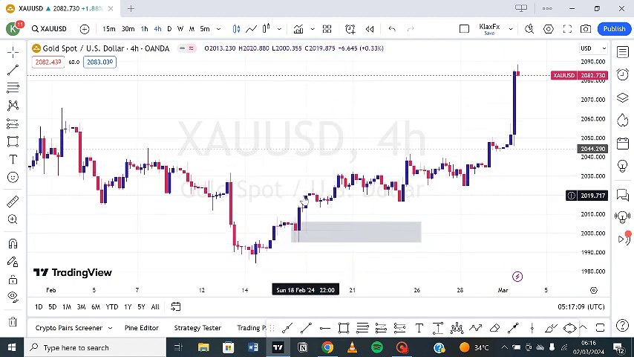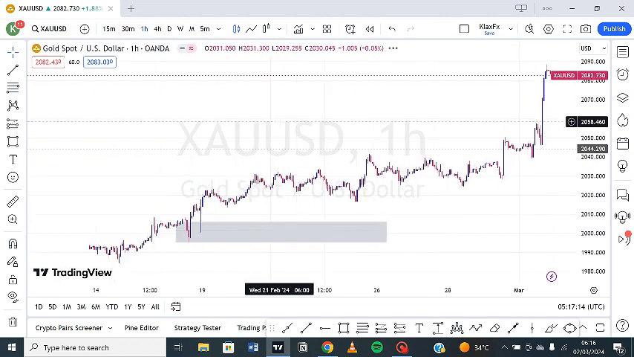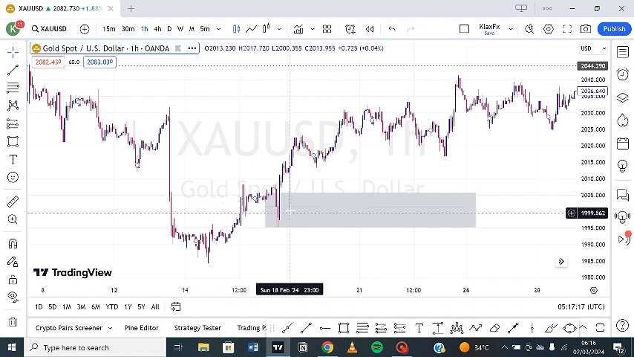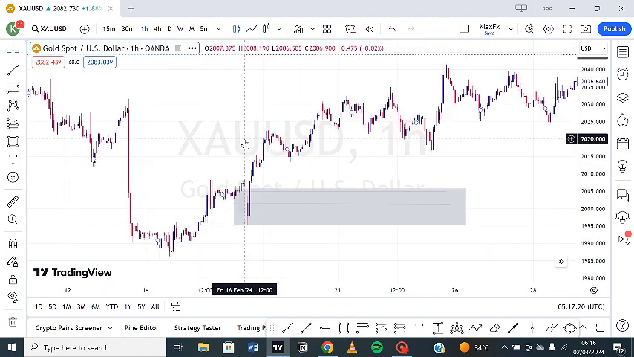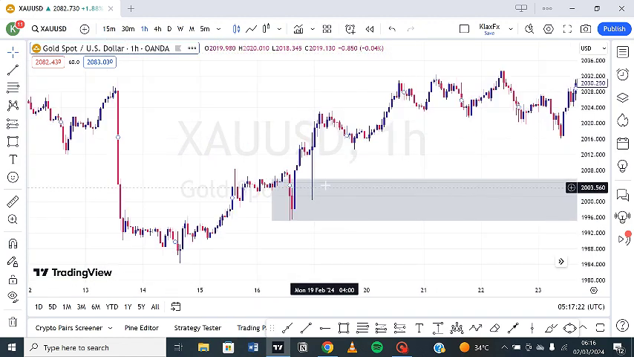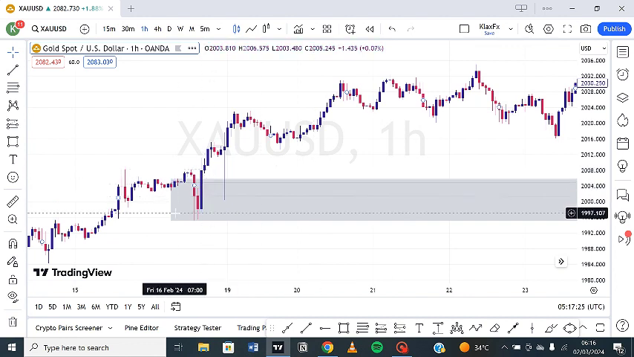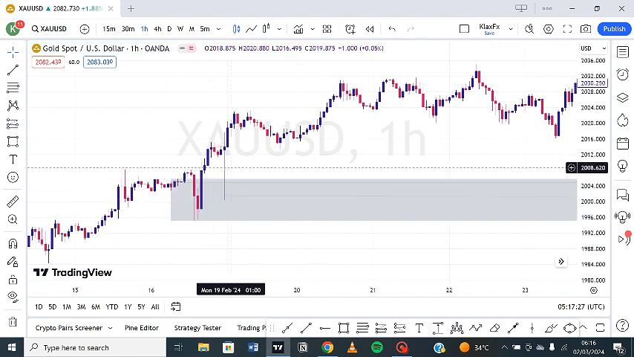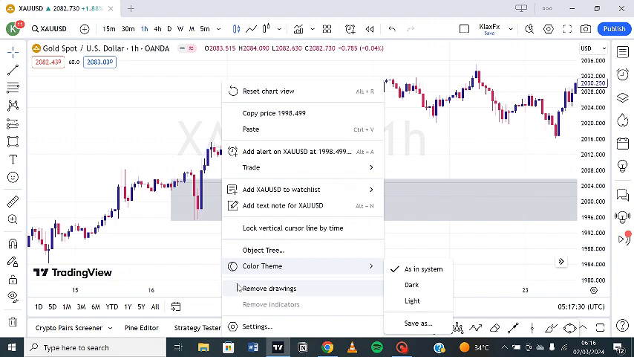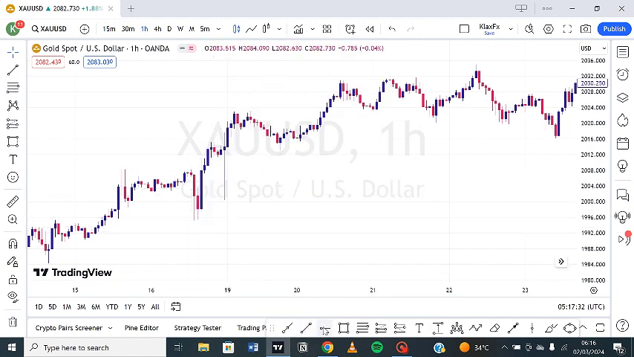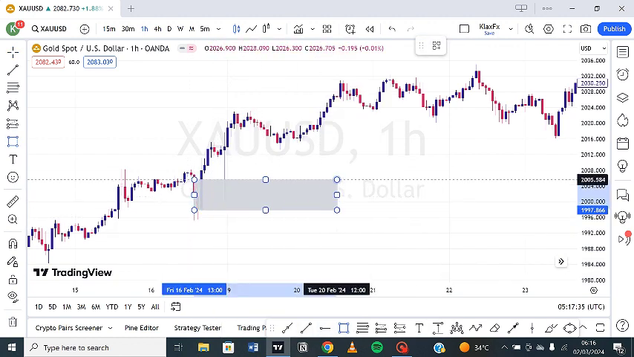See how the market taps into that point. Let me go to the 1 hour time frame. So the market taps into this point and gives a rejection. Now in this type of SNR, you can also have refinement. Because if you check, you can actually refine that same SNR to this one here.